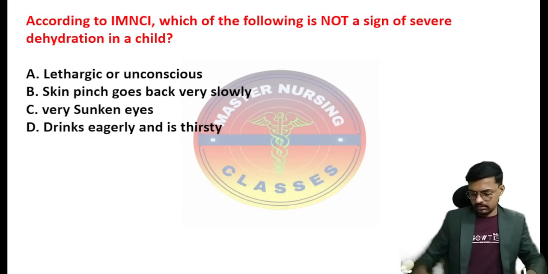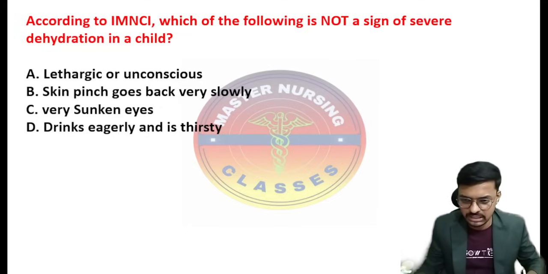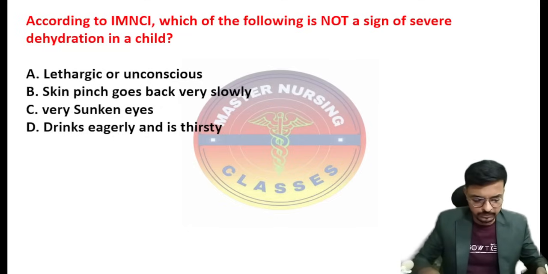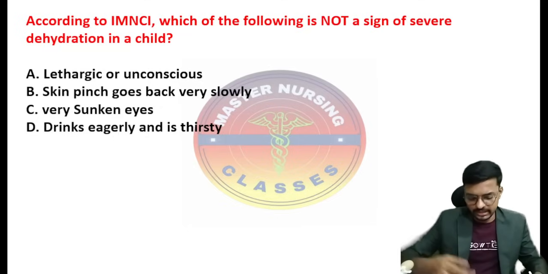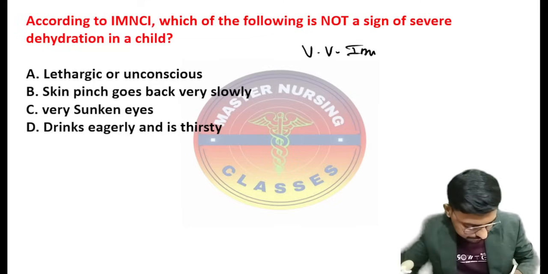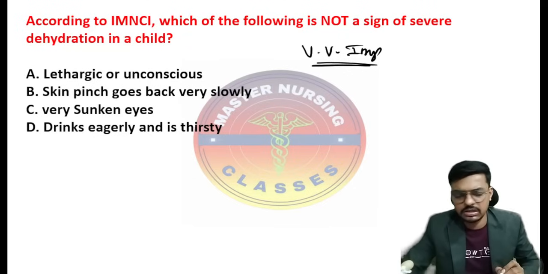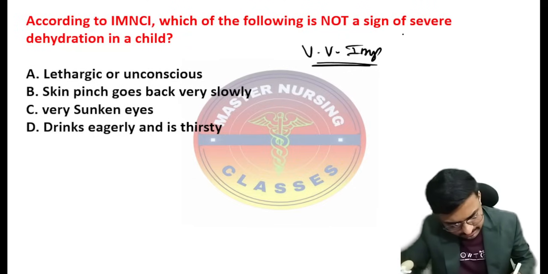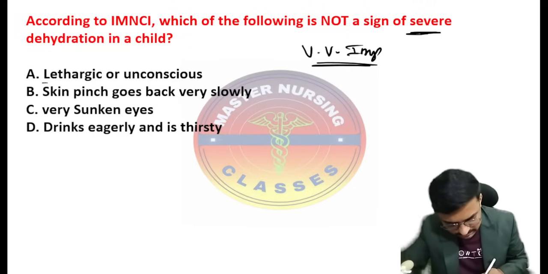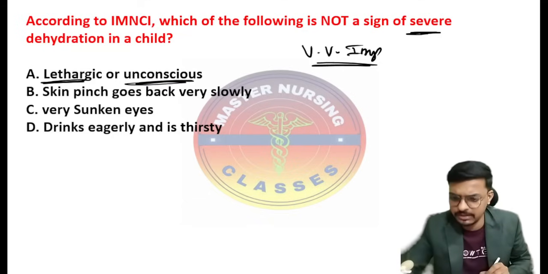Here comes the next question, from the IMNCI, the Integrated Management of Neonatal and Childhood Illnesses. Which of the following is not a sign of severe dehydration in children? This is also a very, very important question. Option A, lethargic and unconscious. In severe dehydration, an altered level of consciousness will be there. The child will be lethargic and unconscious.